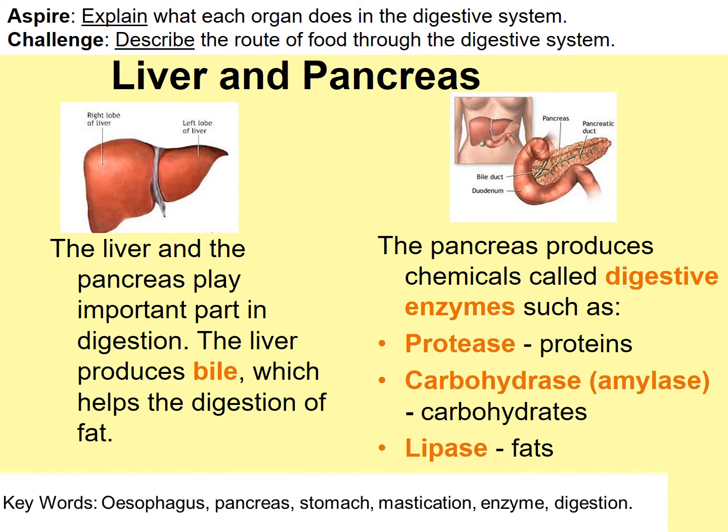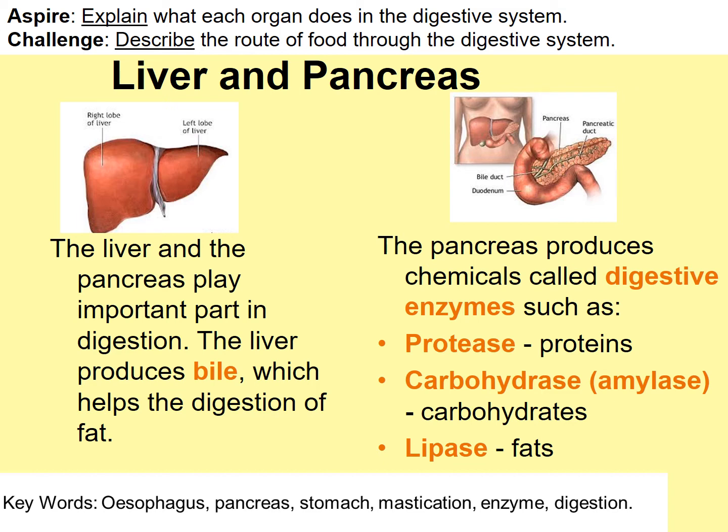So these two have not been mentioned because the food doesn't go through these, but they have a massive important part to play. You've got the liver and the pancreas. The liver is the thing that produces bile. It goes into something called the gallbladder and then gets released. And remember that bile is there to neutralize your acid coming out of the stomach and also to help the digestion of lipids or fats.